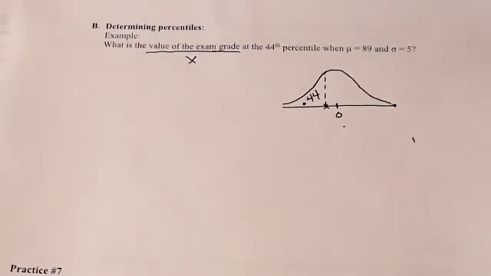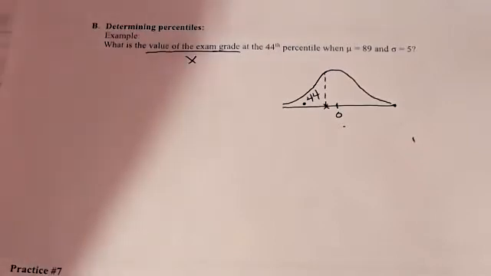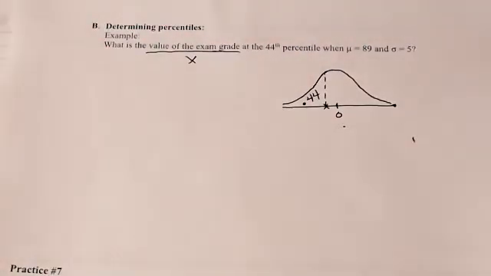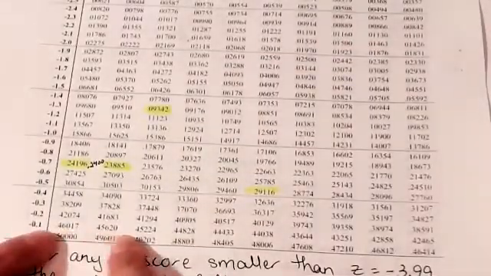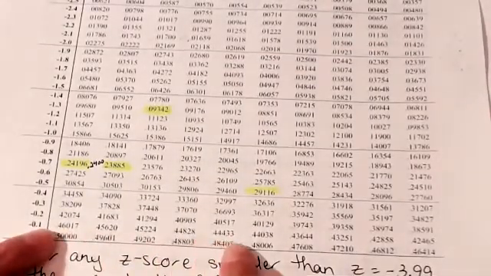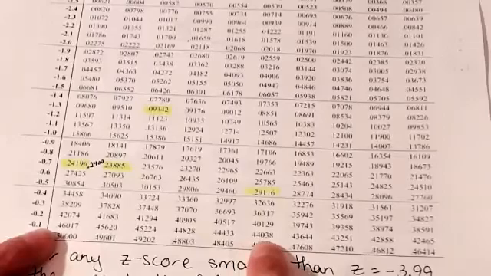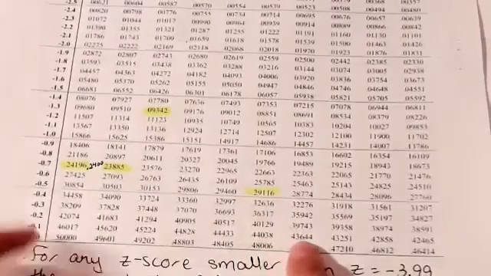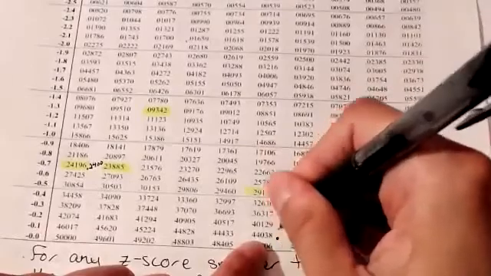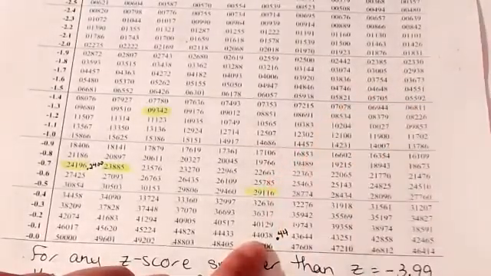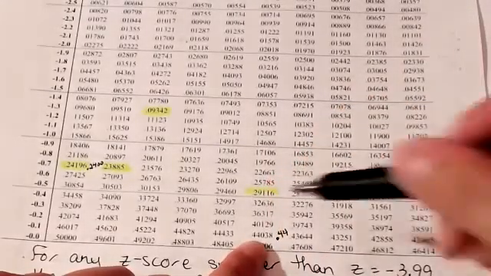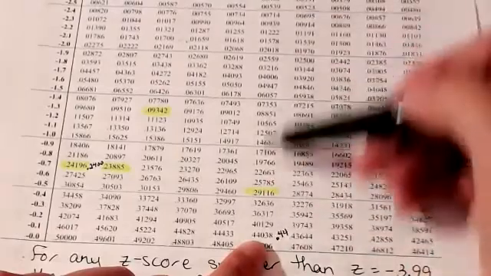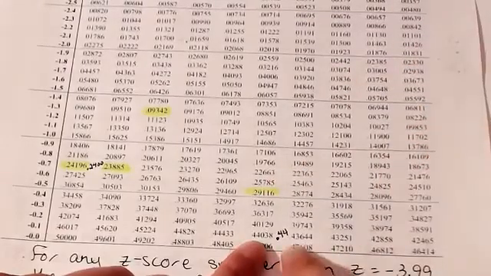So where would you find 0.44 in your chart? So I went to negative 0.1 and then I kind of went across to see what was closest to 44% or the decimal of 0.44. Uh-huh. And then I saw 0.44038 and I thought that was the closest. So I just went up and I saw, so it was negative 0.1 and 0.5 and that'd be negative 0.15. Yes, perfect. I love this.